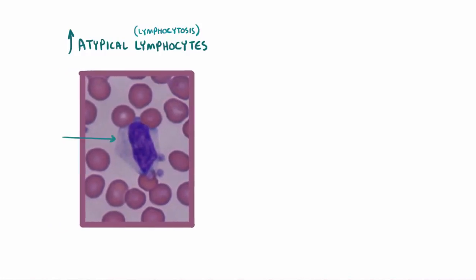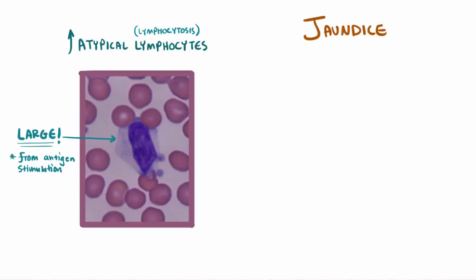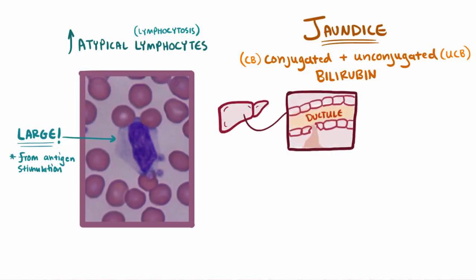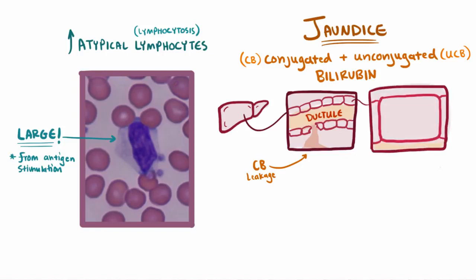Also, elevated levels of atypical lymphocytes are common to see with viral hepatitis, known as atypical lymphocytosis. The lymphocytes are usually huge, very large, due to stimulation from antigens, in our case the hepatitis virus antigens. Patients often also end up developing jaundice, with a mix of both conjugated bilirubin and unconjugated bilirubin. The conjugated bilirubin leaks out when bile ductules are damaged or destroyed when the hepatocytes die, because those hepatocytes make up some of its lining.